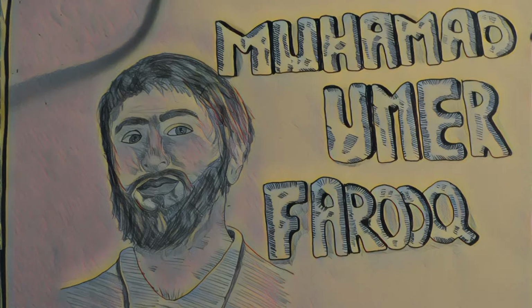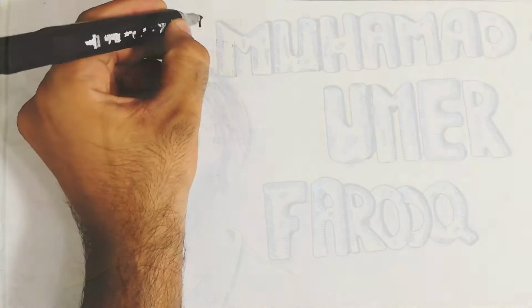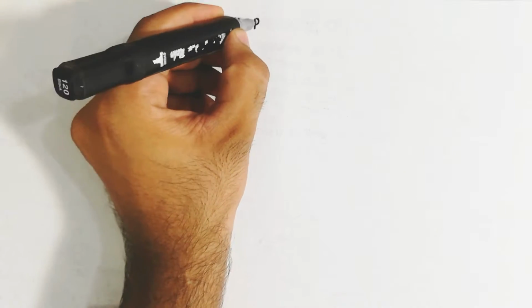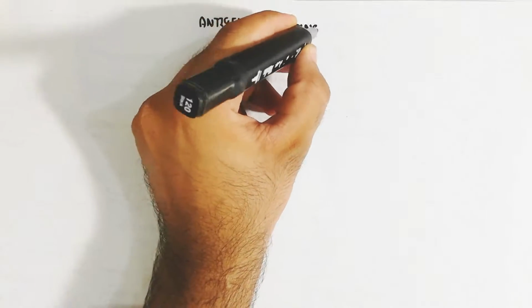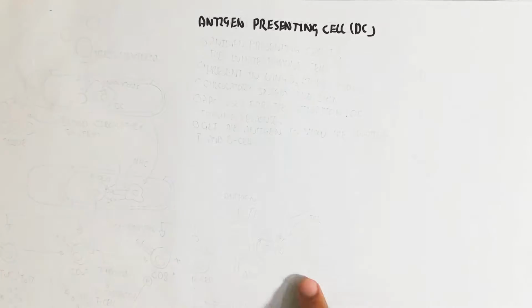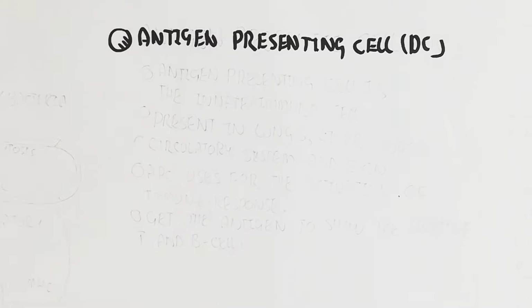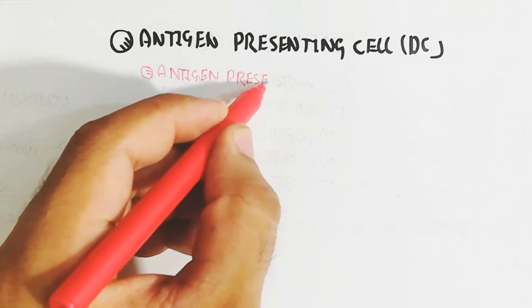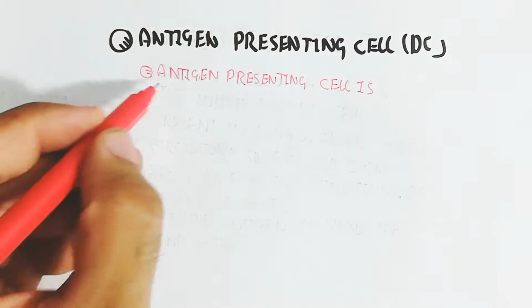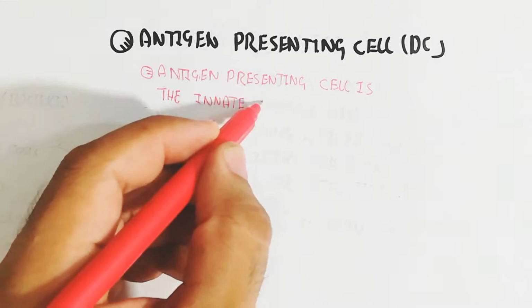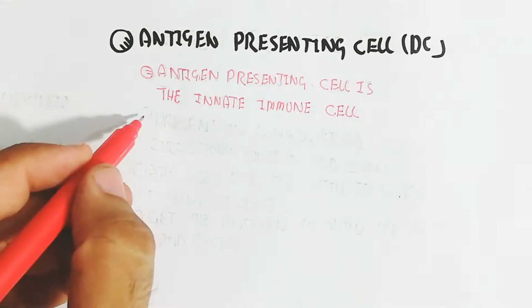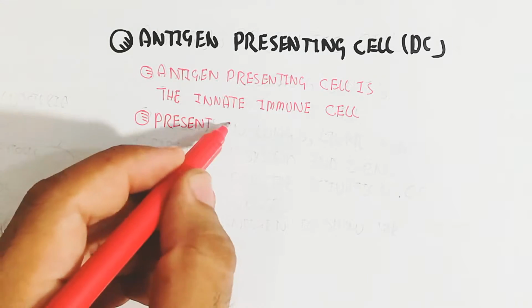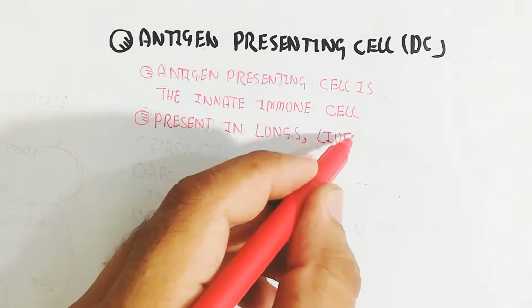Hello, in this video we will discuss the antigen presenting cell, the dendritic cell. Antigen presenting cells are of many types, present in different tissues and different sites, but with the same function, pathogen recognition. The antigen presenting cell is an innate immune cell present in the lung, liver, upper circulatory system and skin.